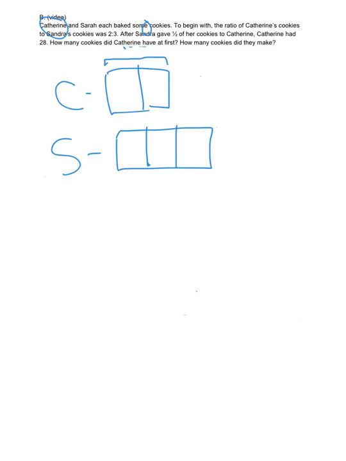Okay? So let's see if we can go ahead and solve this problem. It's telling us to give half of Sarah's units to Catherine. Well, I've got 3 units here. Well, if I chop that 3 in half, right down the middle, it would look something like this.